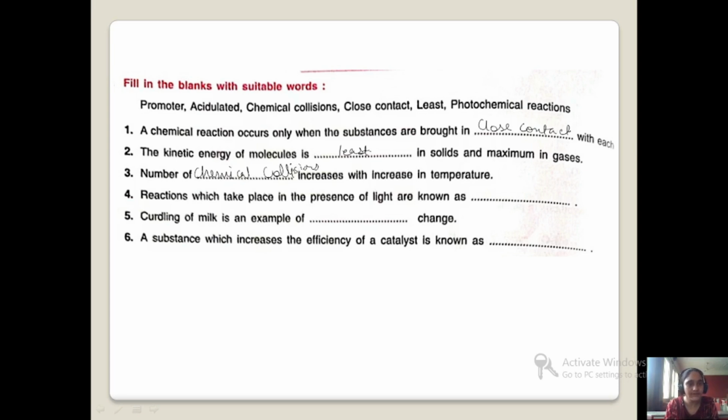The fourth one is, reactions which take place in the presence of light are called photochemical reactions. Next is, curdling of milk is an example of chemical change. Then acidulated. A substance which increases the efficiency of a catalyst is known as a promoter. So promoters basically increase the efficiency of the catalyst.